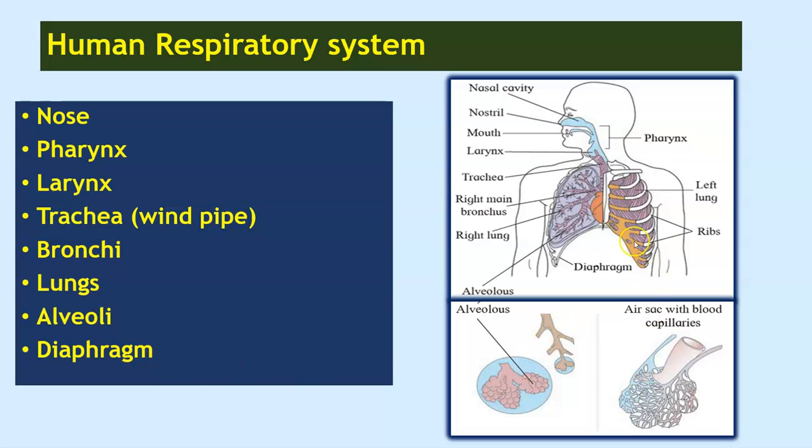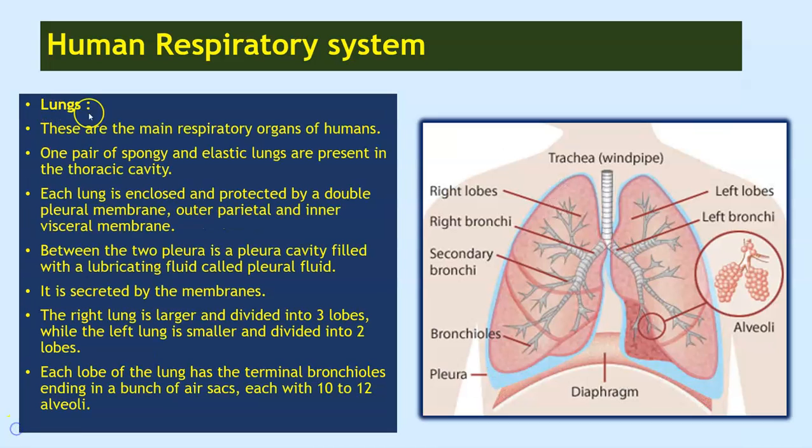So now we will have a detailed look at the structure of our lungs and the alveoli. Lungs are the main respiratory organs of humans. One pair of spongy and elastic lungs are present in the thoracic cavity. So this is your thoracic cavity and you have your lungs that are suspended there. Each lung is enclosed and protected by a double pleural membrane, the outer parietal and the inner visceral membrane. So there are two protective layers present externally around your lungs.